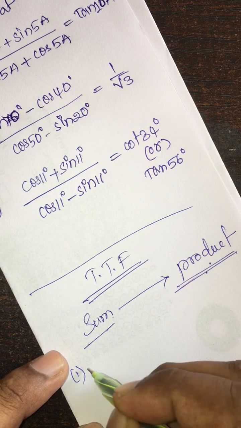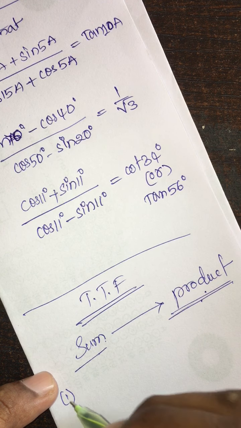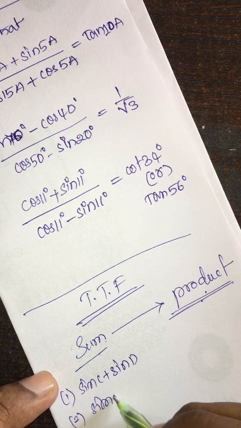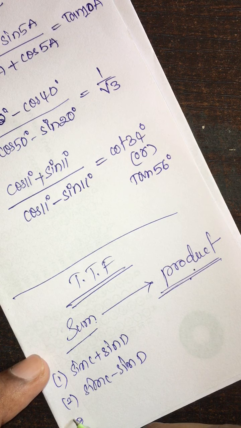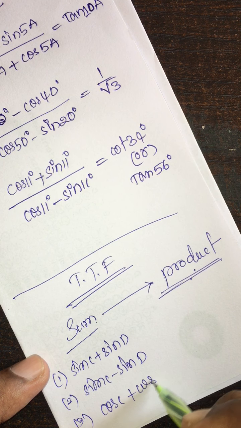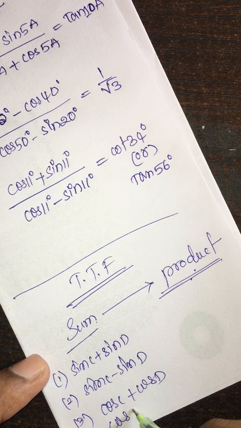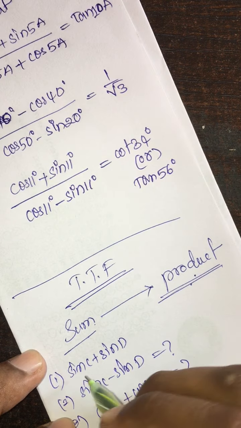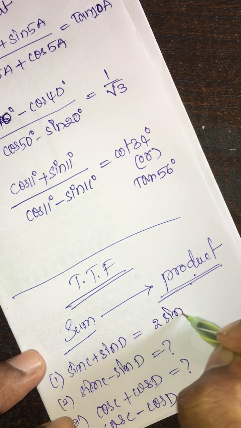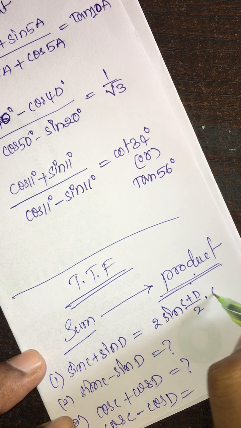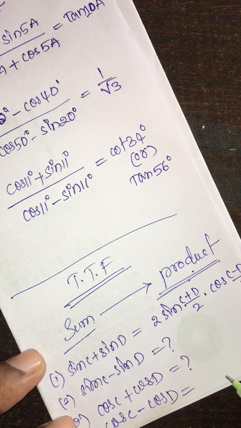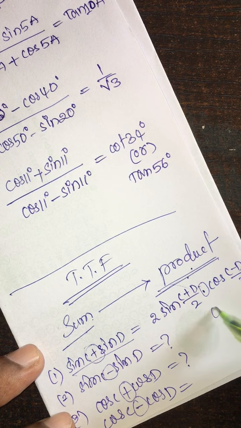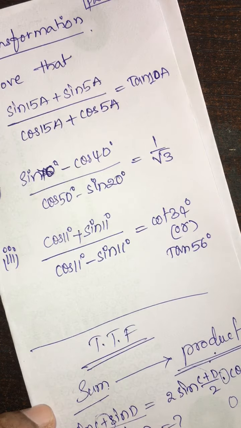In that, we can see a number of formulas: sin C plus sin D. Second one is sin C minus sin D. Third one is cos C plus cos D. Fourth one is cos C minus cos D. You know all these values. What is sin C plus sin D? 2 sin (C plus D) by 2 into cos (C minus D) by 2. So in this, the sum is converted into product. So this way we can understand these transformation formulas.